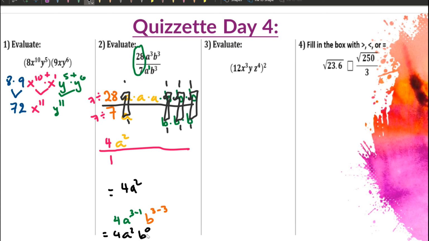And we learned this in class, whatever is raised to 0 is 1. So basically 4a squared times 1, which is 4a squared.